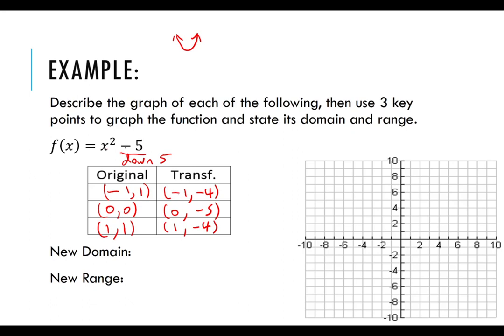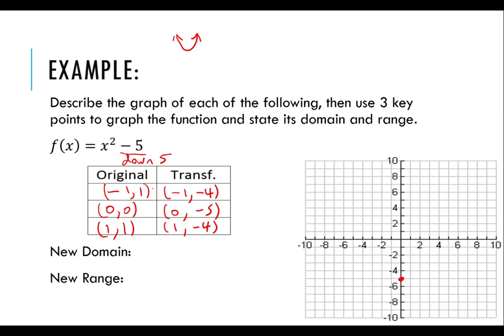-1 squared is +1 minus 5 is -4. 0 squared is 0, minus 5 is -5. 1 squared is 1 minus 5 is -4. And so I can actually graph this function. That is, the origin point is going to be shifted down 5 points to 0, -5.